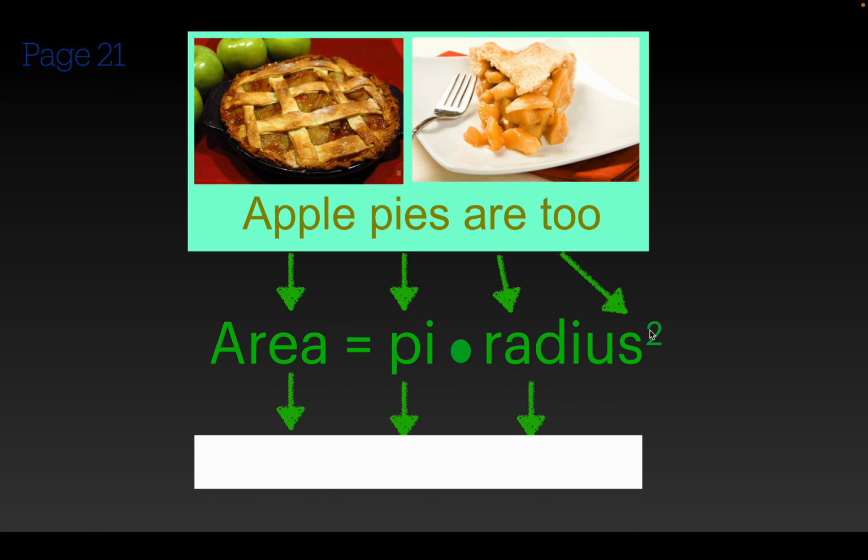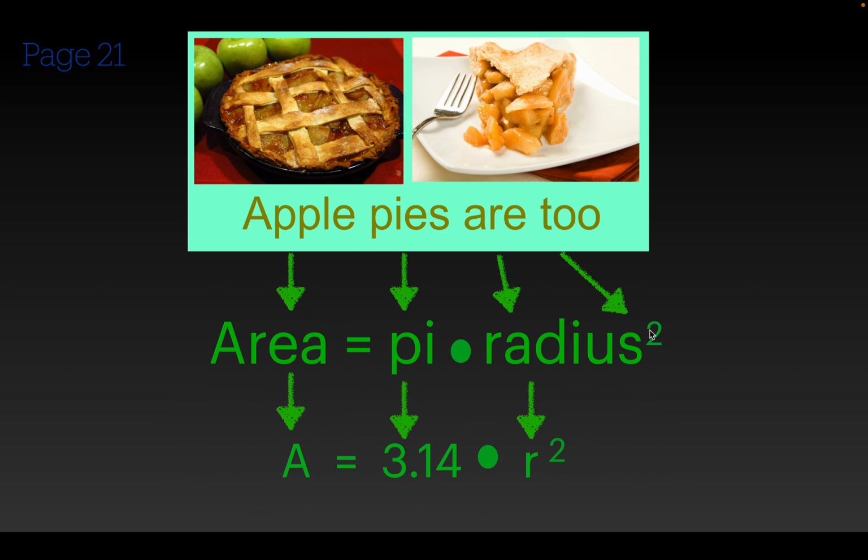More arrows down. Area equals 3.14 times radius squared. So the way you'll see it written, it is area equals pi radius squared. Make sure you write all this down. Pause the video if you need to finish writing it.